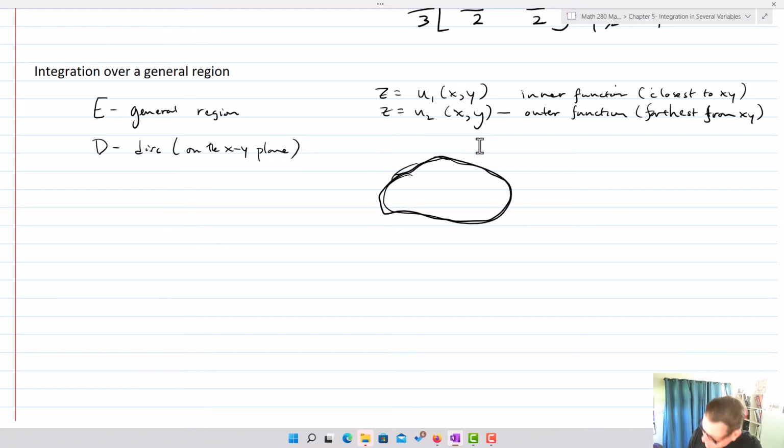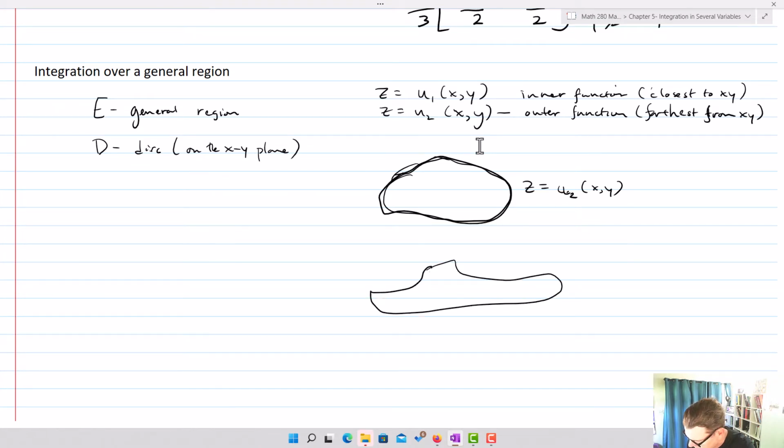We're going to call this z equals u2 of xy. And then I have a bottom surface. Let's say, for example, that it looks like this. There's my bottom surface. And what I've got here is a kind of solid that looks like this. This was z equals u1 of xy. There's the bottom one.